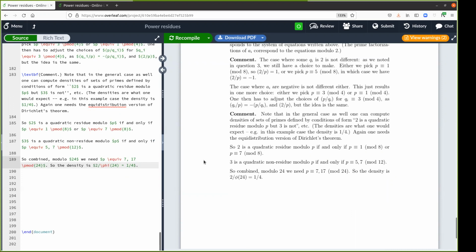Is there any rigorous way to generalize this? I mean, Dirichlet's theorem is usually thought to mean that we have infinitely many primes p such that p is equal to 7 modulo 24 or something like that.